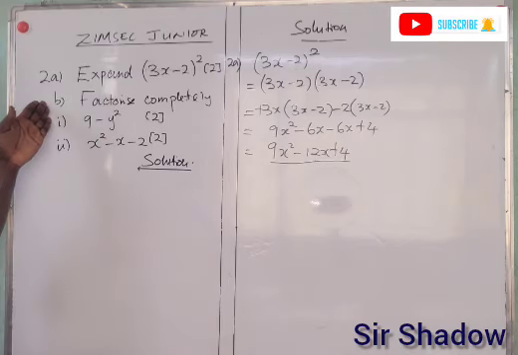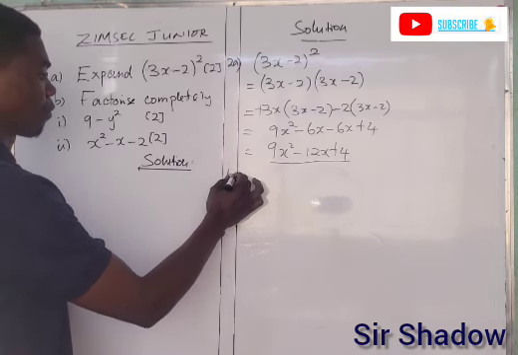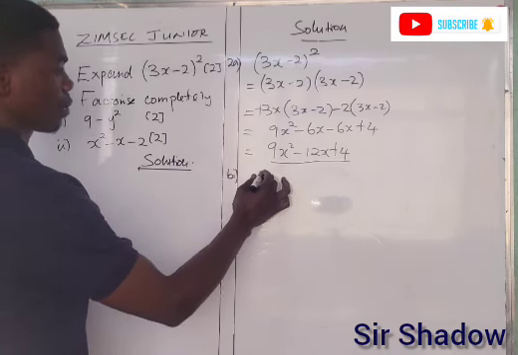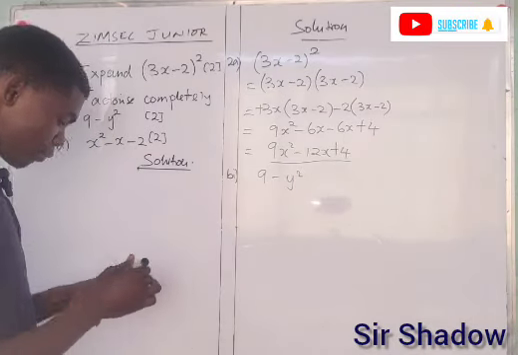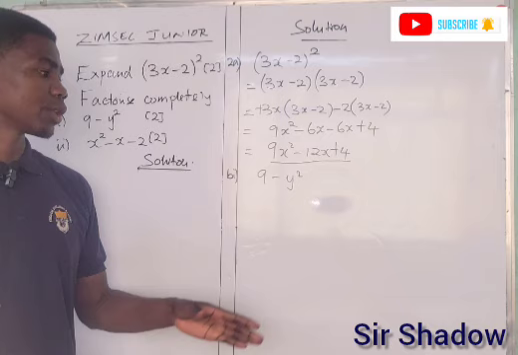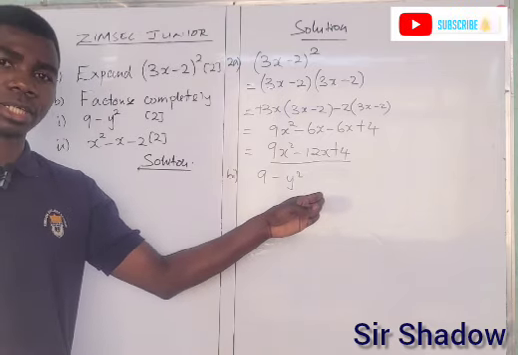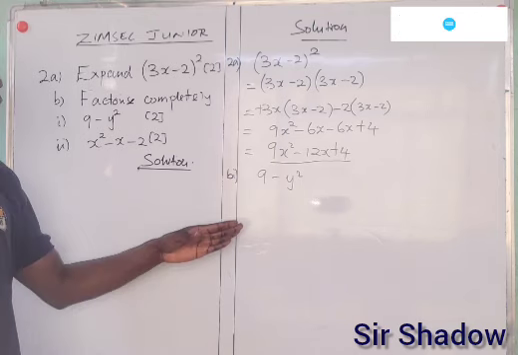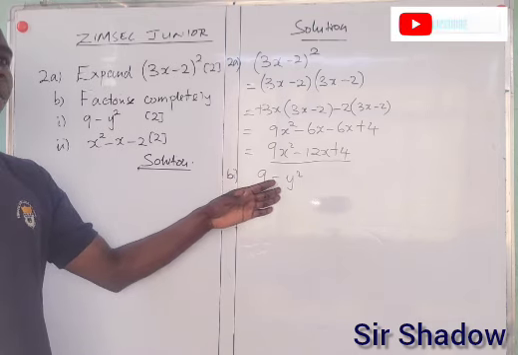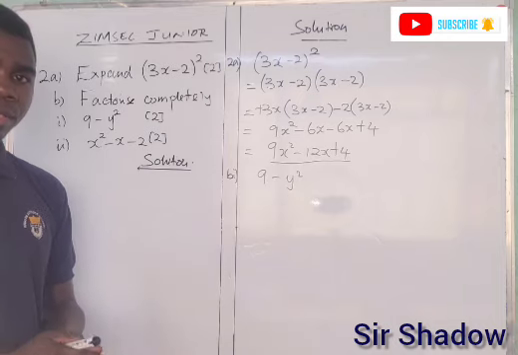Let's move on. Part B. We're asked to factorize completely 9 minus y squared, right? We're asked to factorize 9 minus y squared. So for us to factorize 9 minus y squared, there are several ways we can apply for us to factorize.